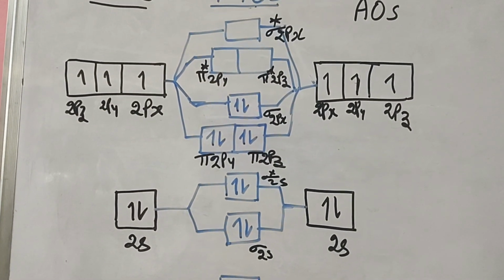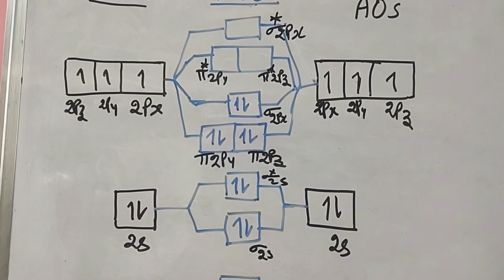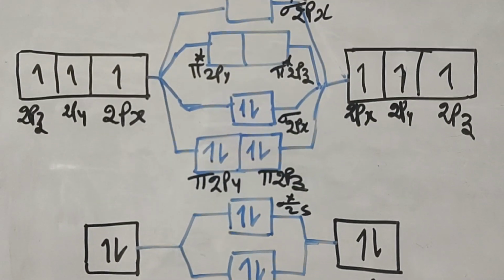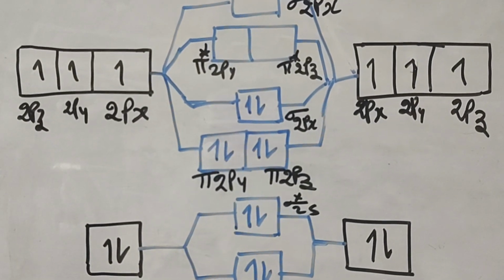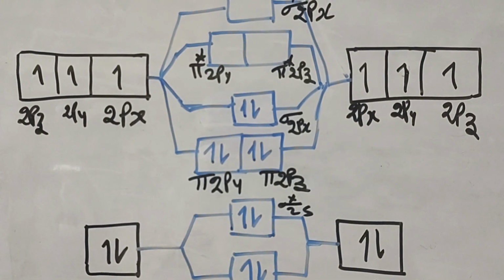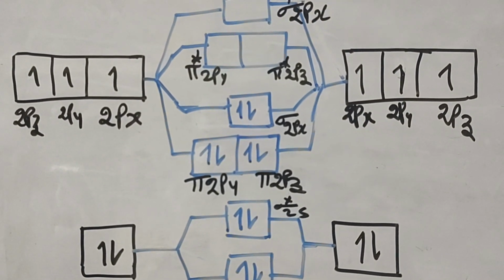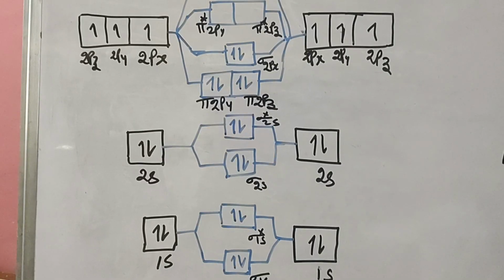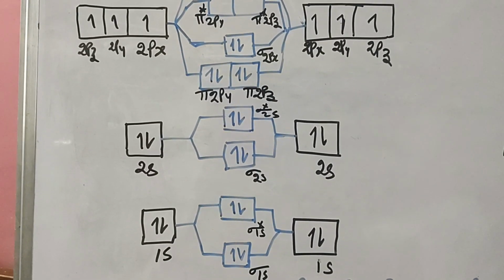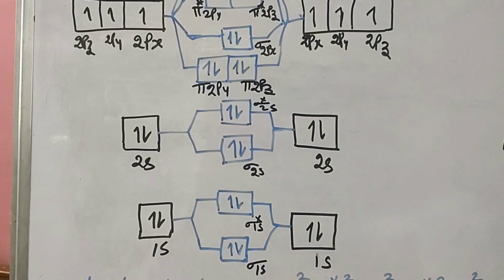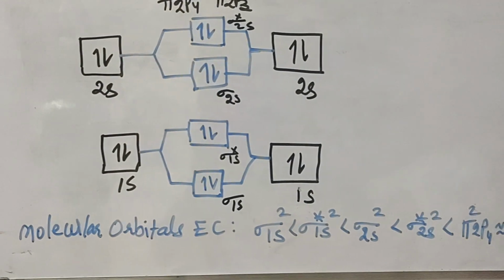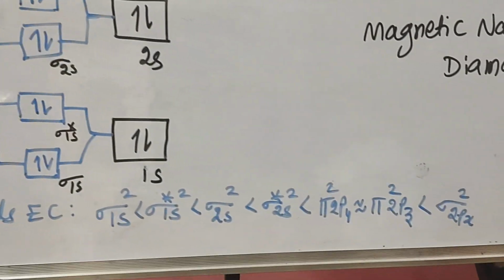Here in this case, we have to remember that below 14 electrons, we should take the 2p pi orbitals, pi 2py and pi 2pz, on the bottom side and sigma 2px above the pi orbitals. After filling these 14 electrons in the increasing order of their energy levels, we have to write the electronic configuration like this.